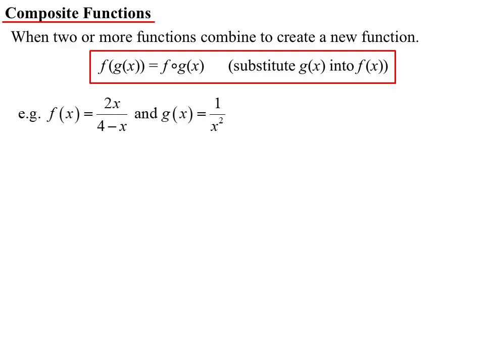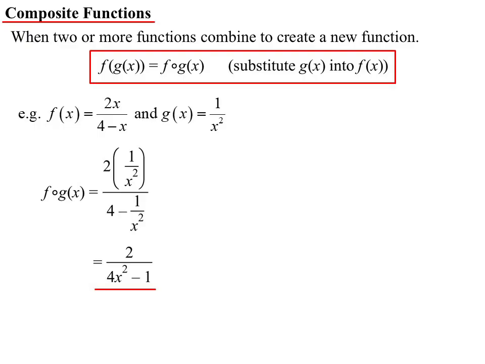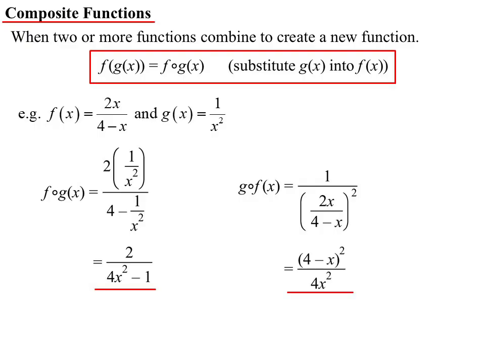If I was to find the fog of this particular one, everywhere I see an x, I'm replacing it with 1 on x squared. Let's tidy that up. There's our composite function. Whereas if I went the other way, which I guess we could say is gof, now we're going to substitute this 2x on 4 minus x into the 1 on x squared. And there's no reason why they should be equal. And in fact, in the vast majority of cases, they wouldn't be equal.